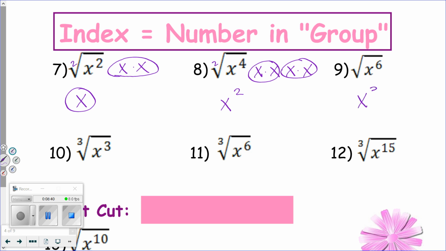Now, this is all well and good once I start with these easy ones, but when I get you to the ones that are a little harder, we need to make sure we're fully understanding what's going on. Again, that index is 2. That means I have 6 x's. Right, so I'm looking for groups of 2. There's 1, 2, and 3. I had 3 groups of 2, so it's x cubed.